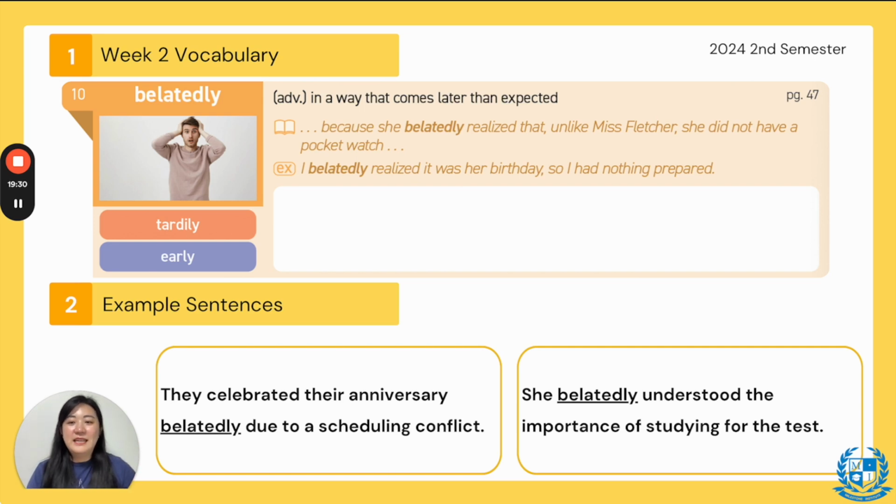Over here. It says they celebrated their anniversary belatedly due to a scheduling conflict. So say that they wanted to go out for dinner, but because one person was busy and the other person was busy another day, they had to belatedly celebrate it. Next, she belatedly understood the importance of studying for a test. Oh no. So maybe she didn't study for the test and then she got like a 10%. And then belatedly after, she was like, oh, now I know why studying is important. So I don't get a 10%.